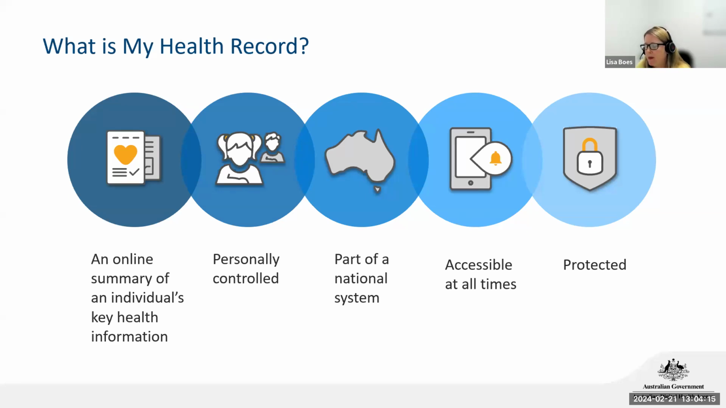Importantly, My Health Record is part of a national system, which means that the individual's My Health Record travels with them wherever they are and no matter which registered healthcare provider they are seeing. A resident's My Health Record is accessible at all times, including at the point of care, by the resident, their representative, and healthcare providers who are involved in their care. The resident's record can be viewed and added to, however, this is subject to access control set by the resident.